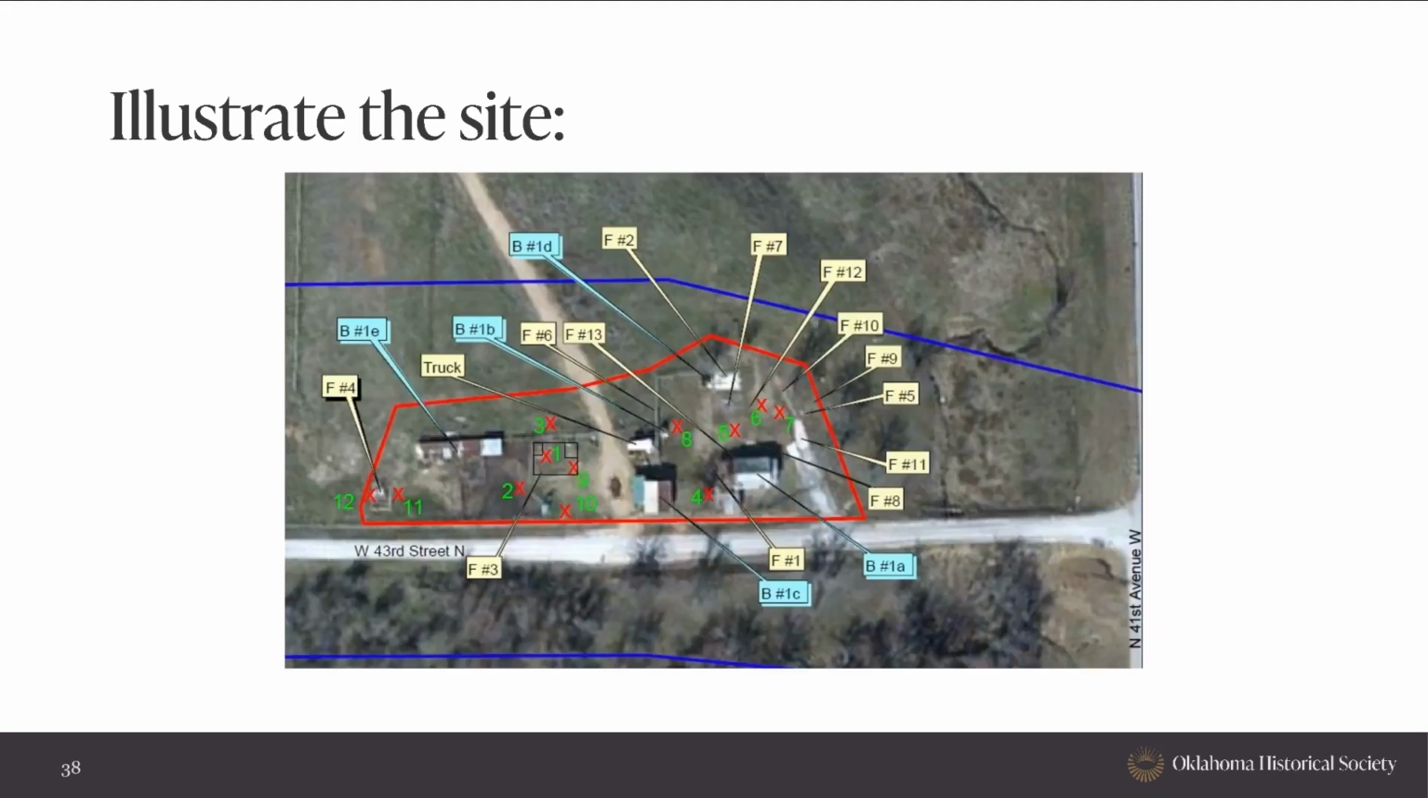Here's another sketch map that's illustrating the project location. It has street names, it has features identified, shovel testing locations identified, etc. So that you can compare this map to the information in the site description and clearly see where all of these resources are and where they are in relation to one another.